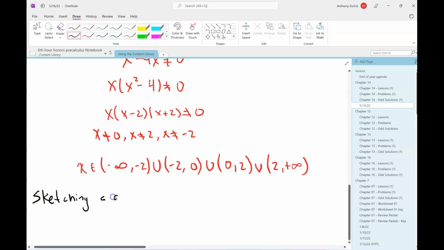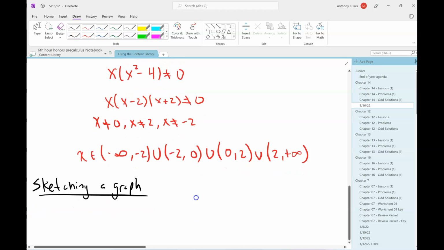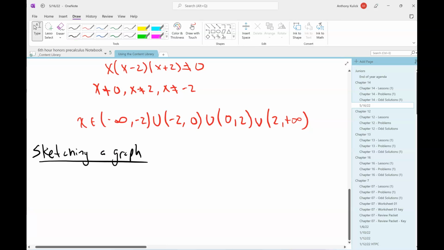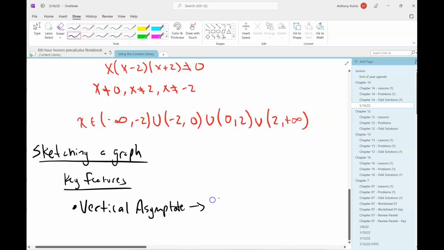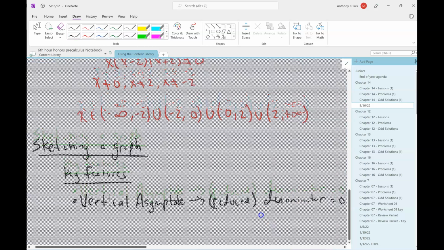All right, we're going to talk now about sketching a graph for one of these rational functions. For that, we need to worry about certain key features. First is the vertical asymptote. How do I find that? It's the reduced denominator set equal to 0 and solved.